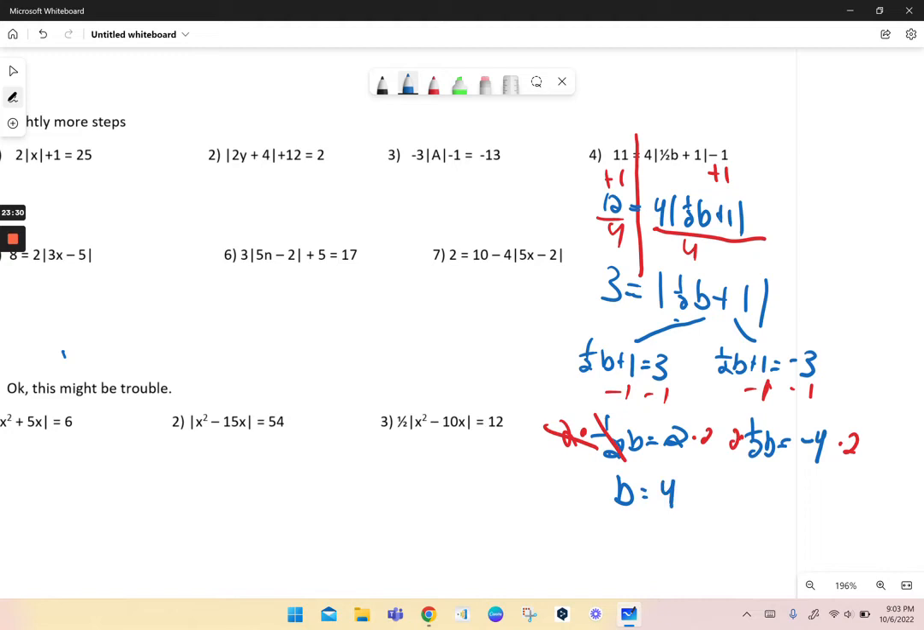B is equal to 4, or B is equal to negative 8. Those are our 2 answers. So when we've got a fraction, we need to multiply by the reciprocal.